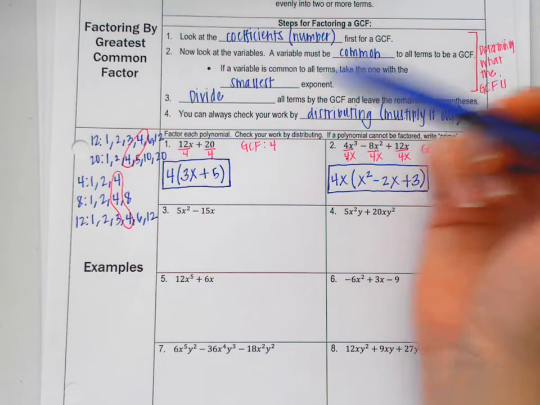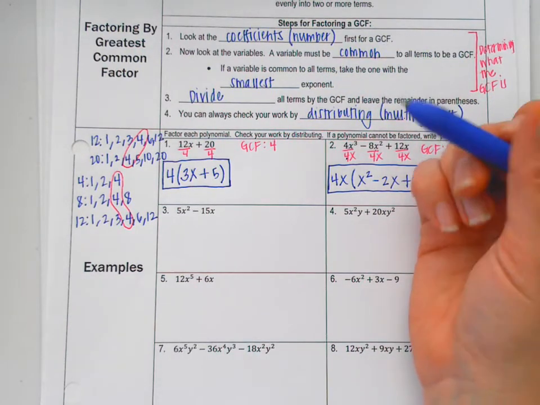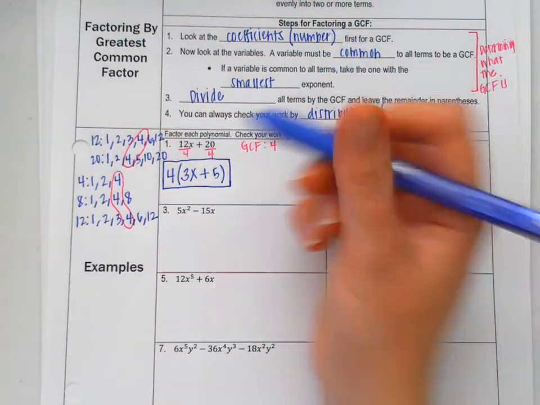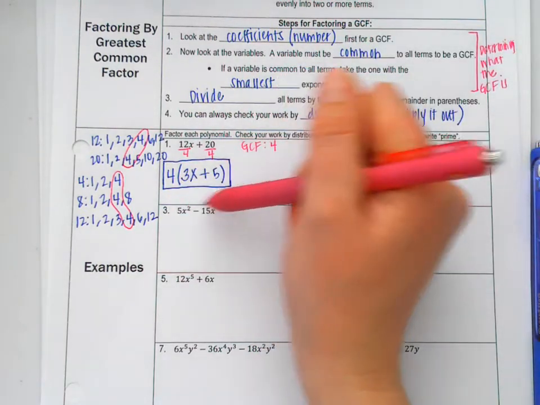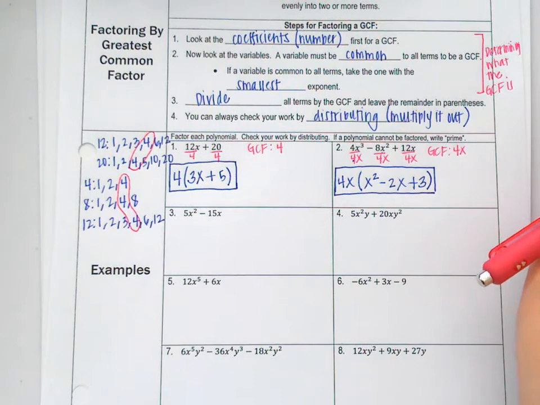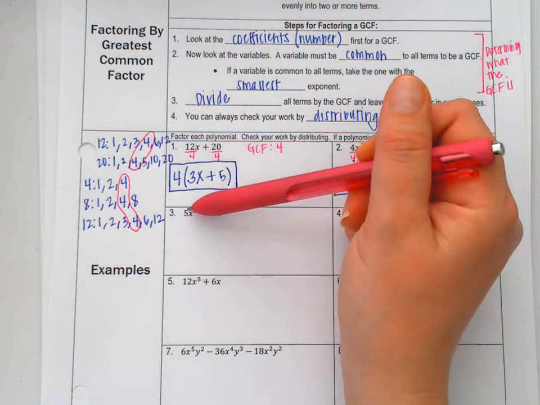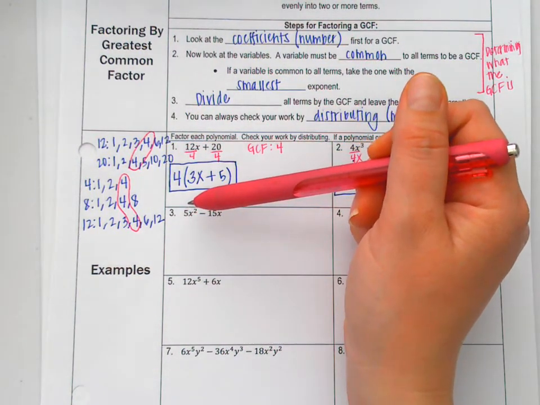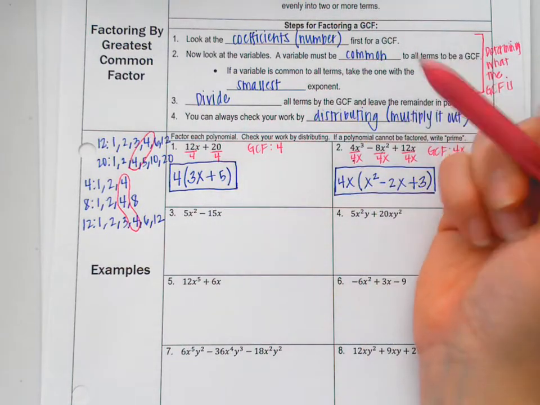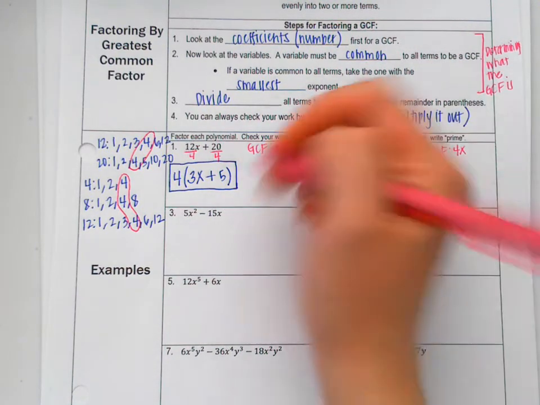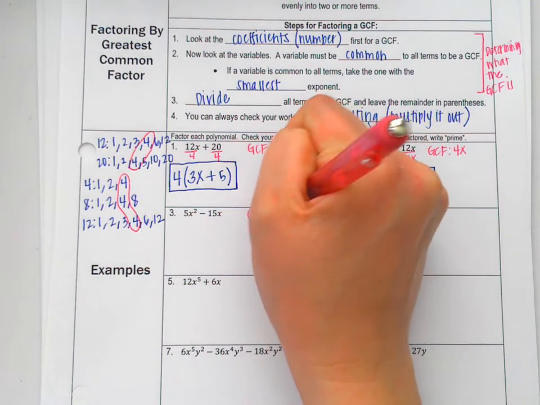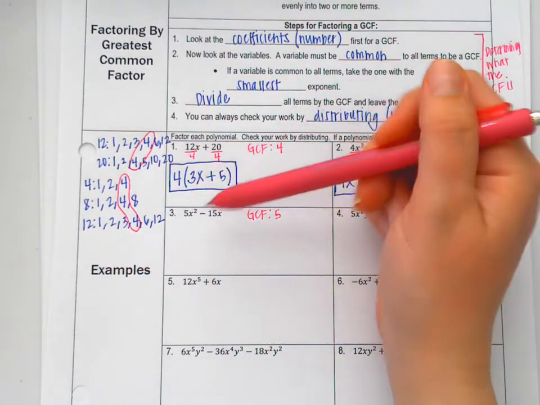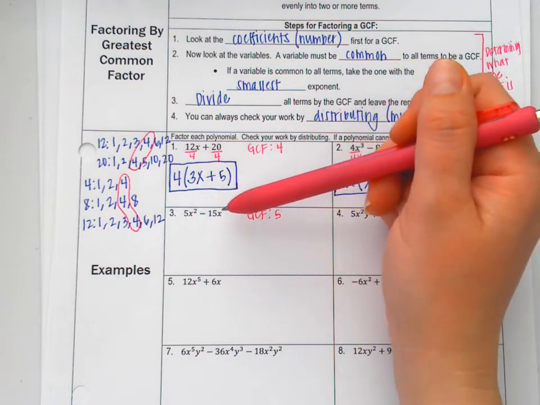So we have 5x squared minus 15x. Now, again, you guys can write it out, or we can just mentally think about it. What's the biggest number that goes into 5 and 15? A trick that I always do is I look at the smallest number, and I think, okay, well, can 5 go into 15? And it can. And so that's actually my GCF.